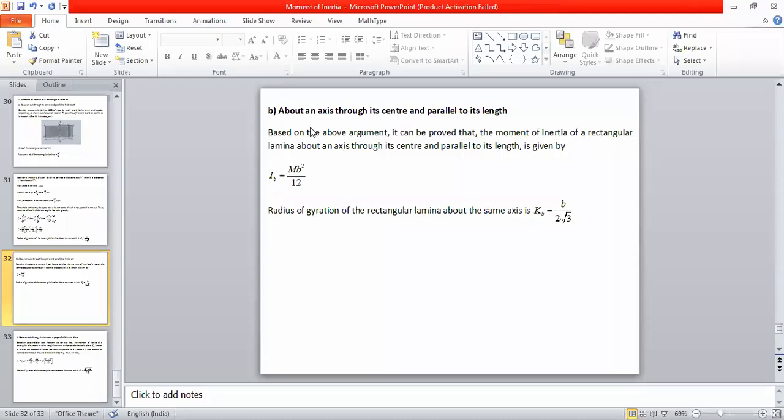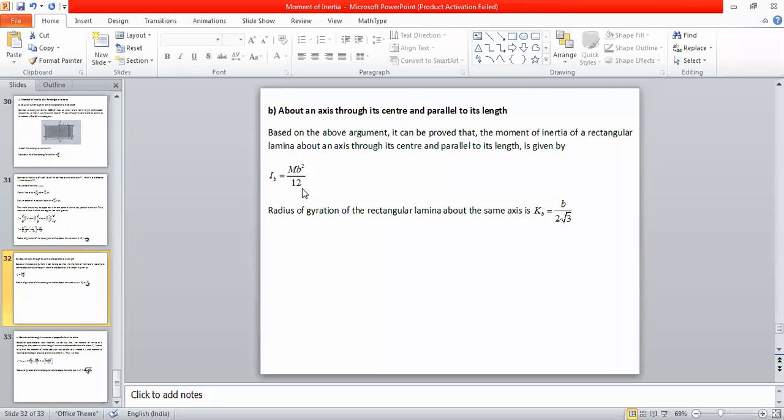So the moment of inertia of the rectangular lamina about an axis passing through the center and parallel to its length can be calculated using the same logic that we used to calculate the expression for the moment of inertia. So passing through the center and parallel to the length. Sorry, parallel to the breadth. If we follow the same procedure, we get the expression for moment of inertia about an axis passing through the center and parallel to length as I subscript b is equal to mv square by 12.